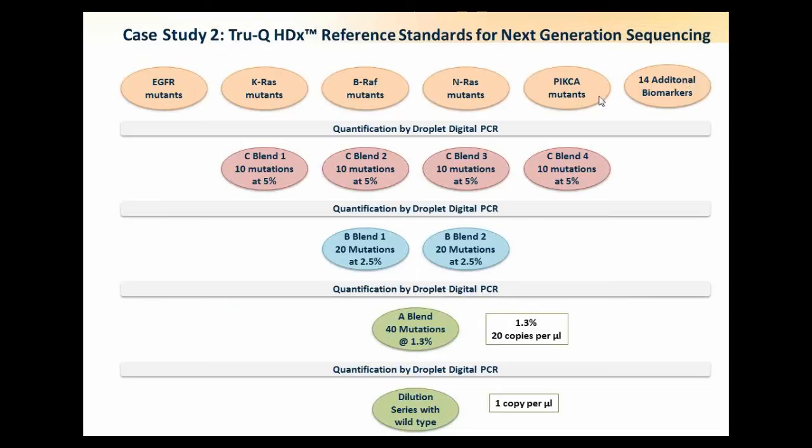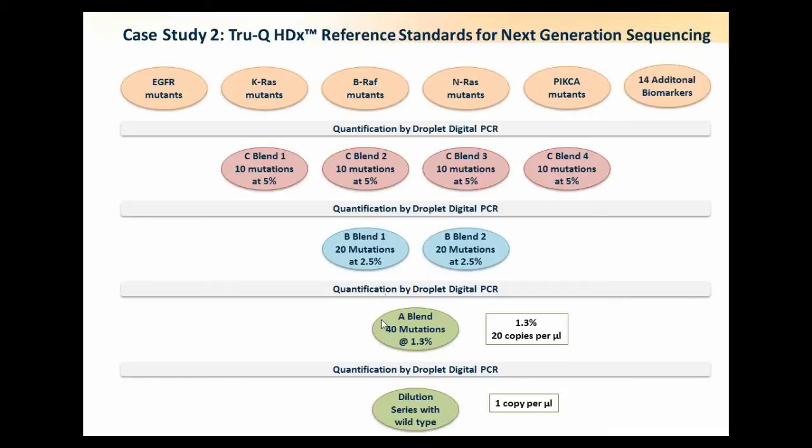So moving on to case study number 2. For case study number 2, we have produced a multiplex reference standard we call TrueQ. The way we have produced this multiplex is by combining many of our engineered cell lines, covering 40 mutations and more indigenous mutations. And that we did by blending 4 blends, as you can see here in pink, all the C blends, 1 to 4, each containing 10 mutations at 5% allelic frequency.